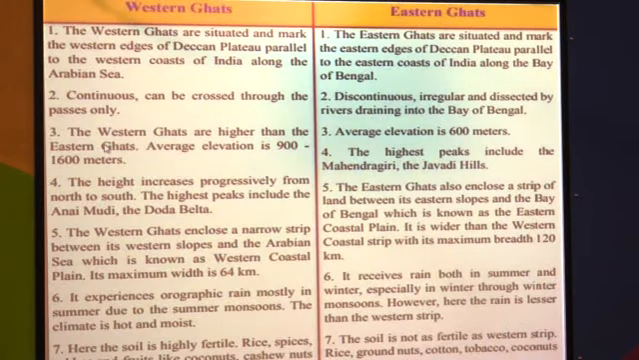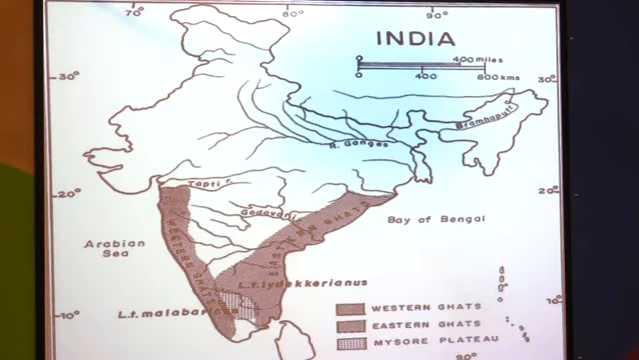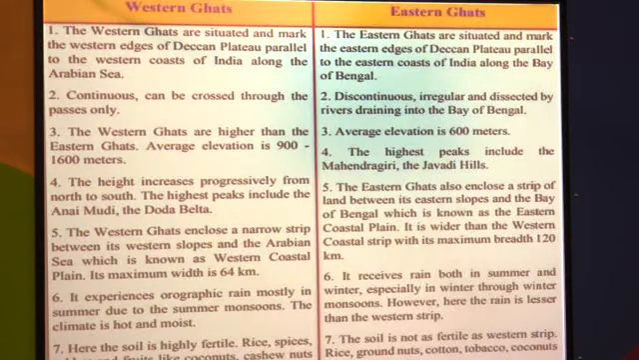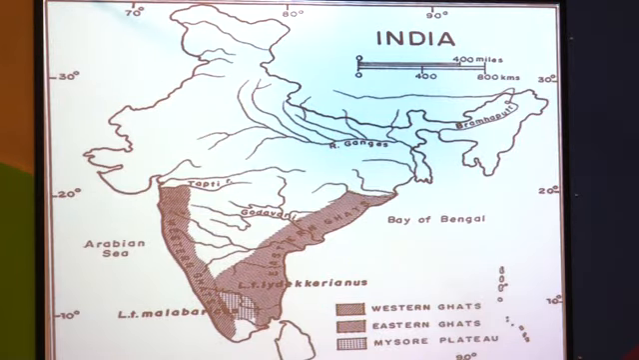See students, the third difference between Western Ghats and Eastern Ghats. The Western Ghats are higher than the Eastern Ghats. Average elevation is 900 meters to 1600 meters, which means when we compare altitude-wise, height is more in the western part, 900 to 1600 meters. In the Eastern Ghats, height is not more, only 600 meters. Highest peaks are found on the Eastern Ghats, means height is more on the western side, height less here on the eastern side.